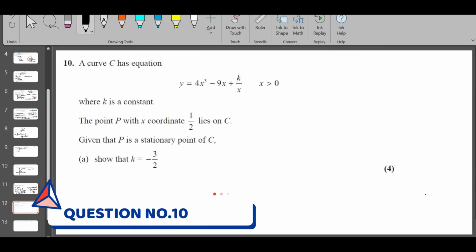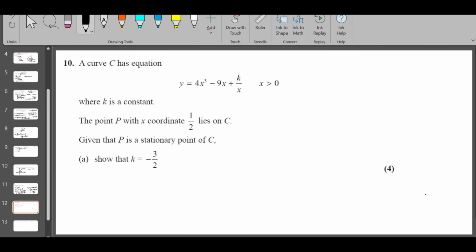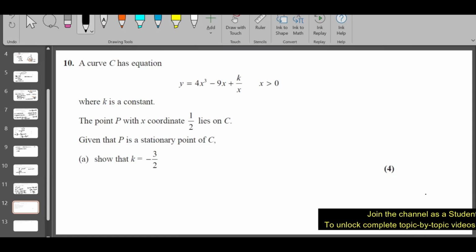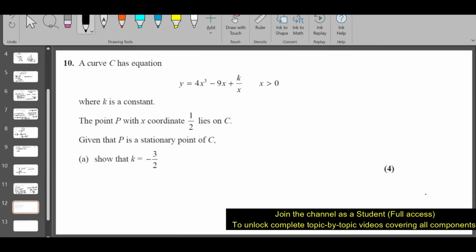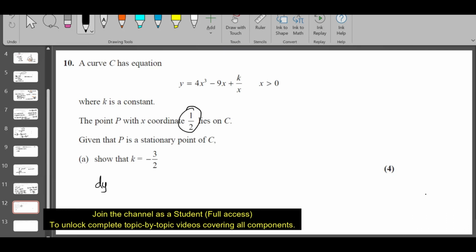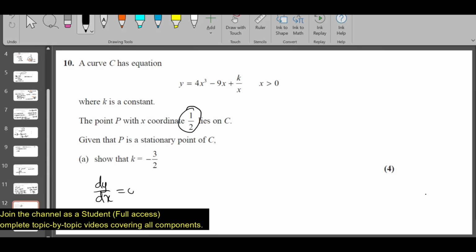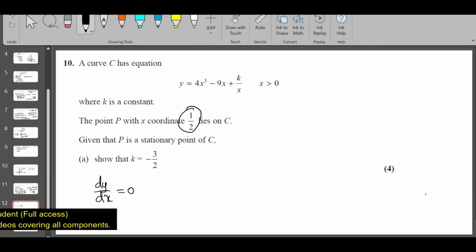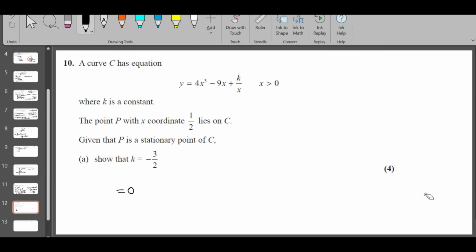Question number 10. We have a function given, y is equal to 4x cubed minus 9x plus this. Point P with the x coordinate 1 over 2 lies on C. P is a stationary point. So how did they get this x coordinate? You need to take dy over dx and equate it to 0. That's how you get the stationary point, right? Okay, that's what we are going to do now.